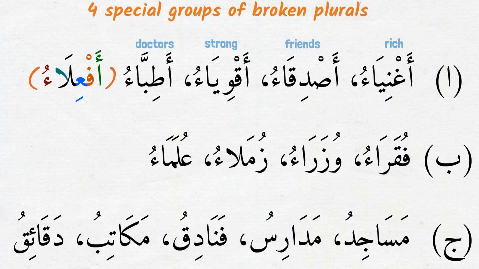Part ba. Part ba has example words such as فقراء, وزراء, زملاء, and علماء. Can you tell their pattern?